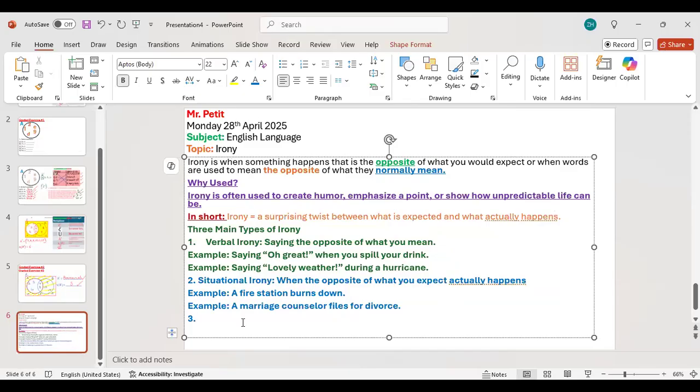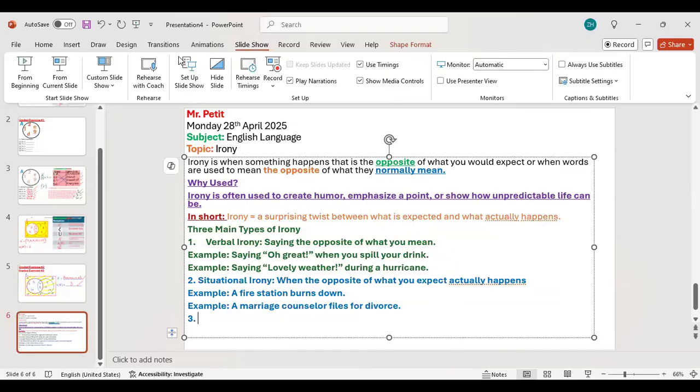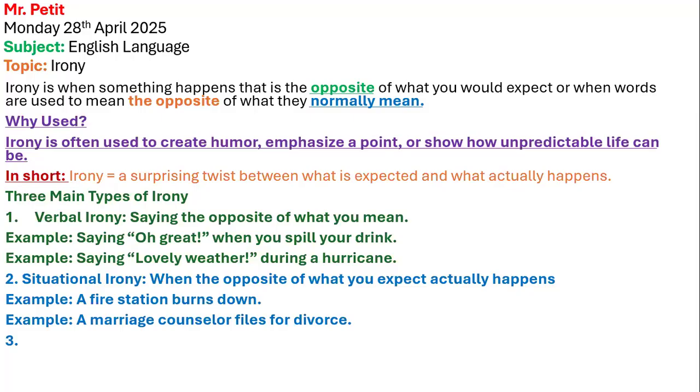All right, next. That's what we call situational irony. Y'all want to give me some others that y'all might come up with? Something that's ironic that happens.